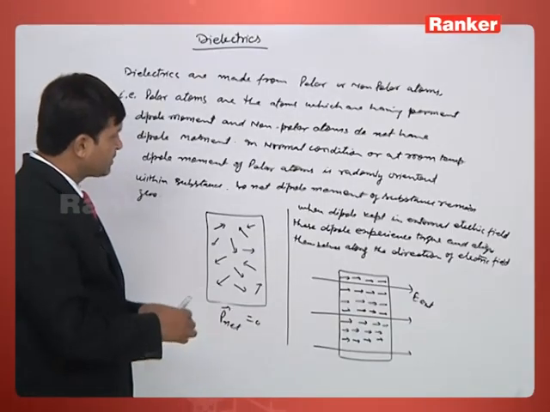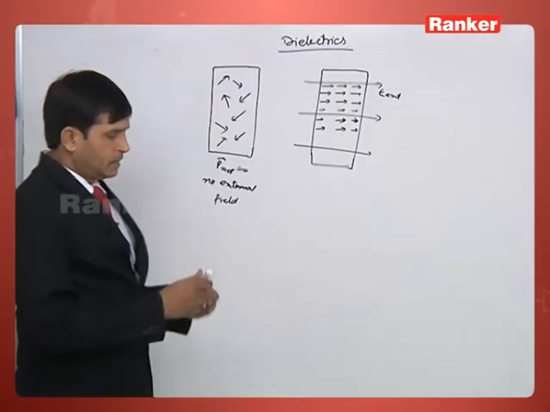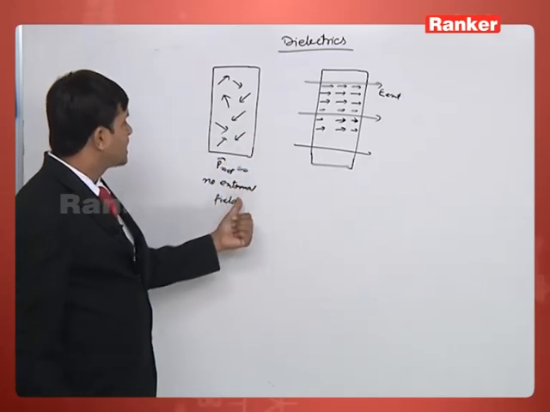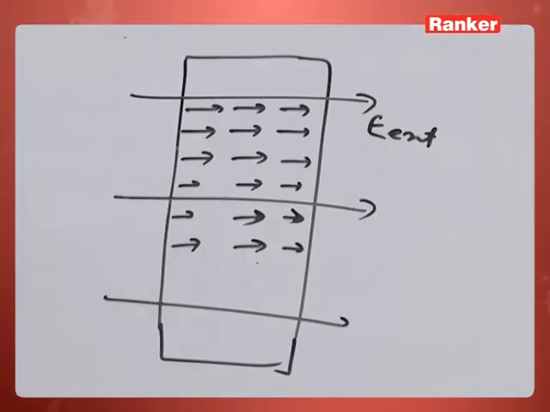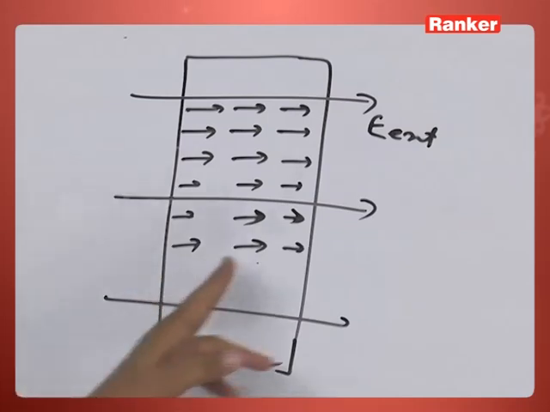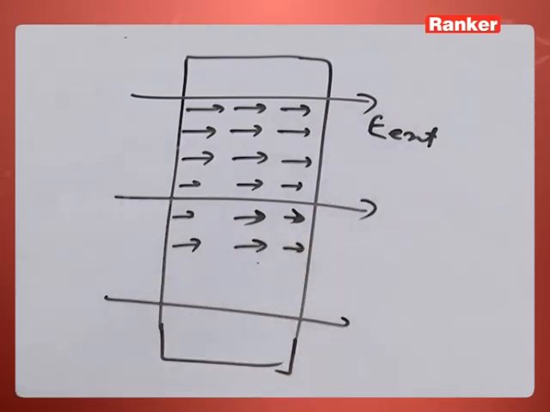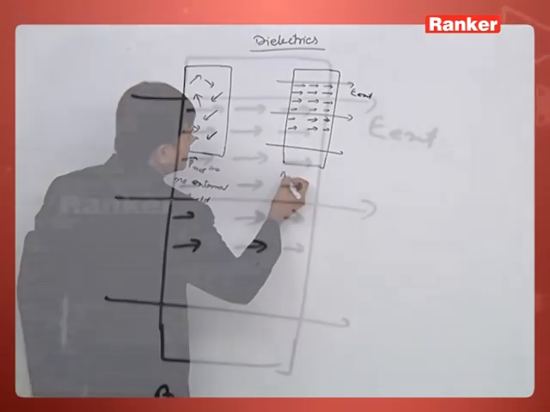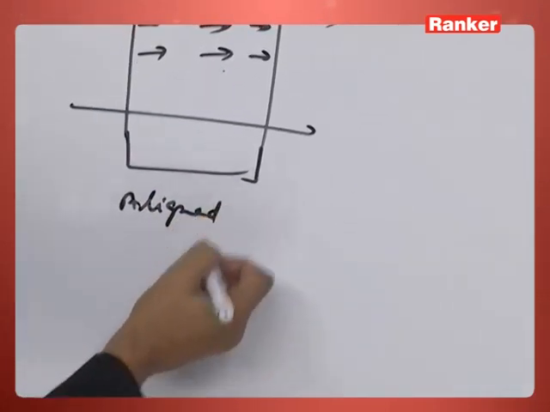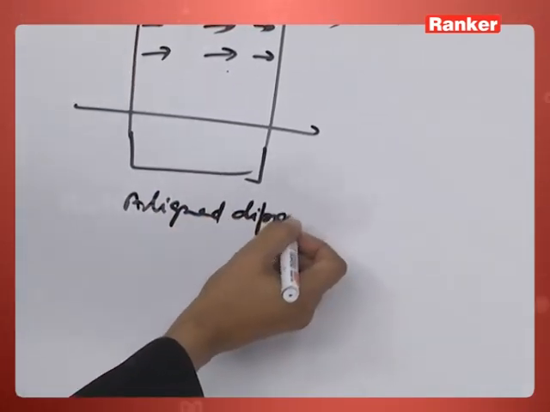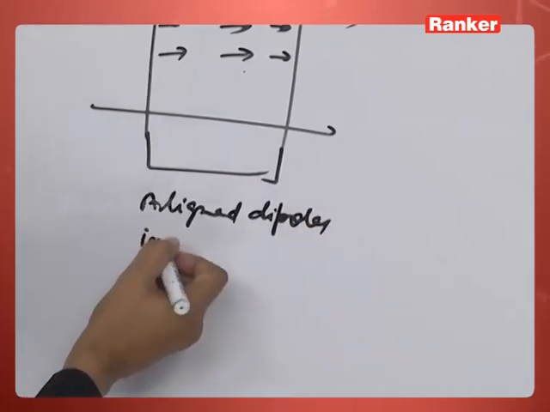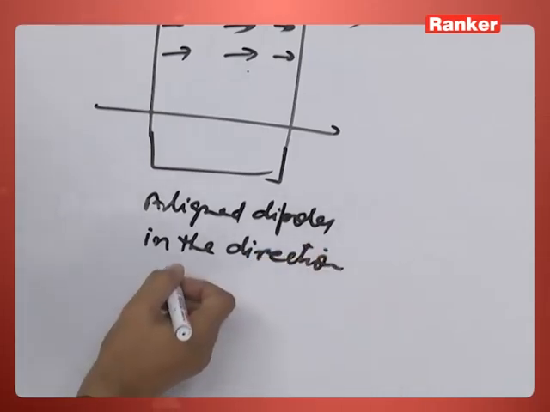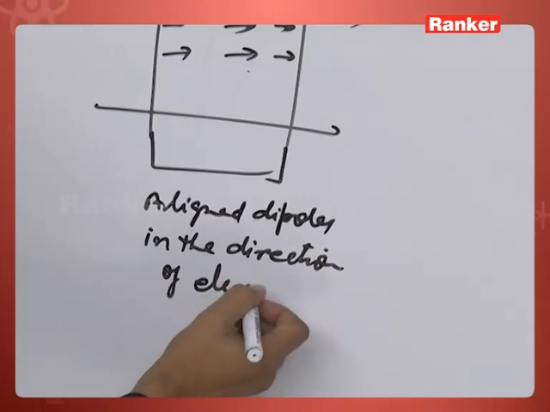Now, if we make the diagram more clearly, see the diagram. In the initial diagram, when there was no external field, the dipoles are oriented randomly, and when the external field is there, the dipoles are aligned in the direction of the electric field. So, aligned dipoles in the direction of the electric field.